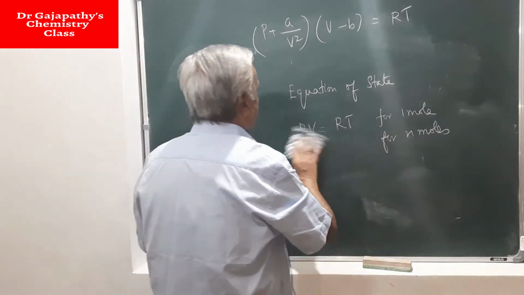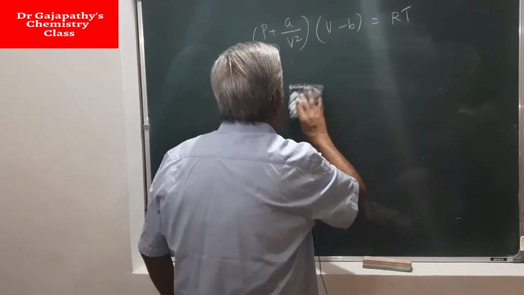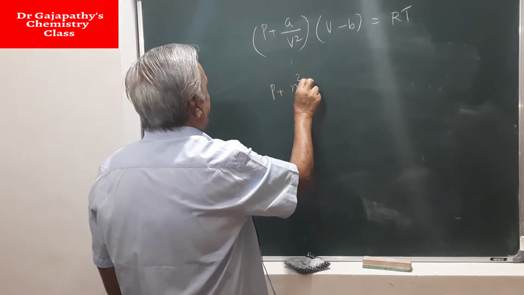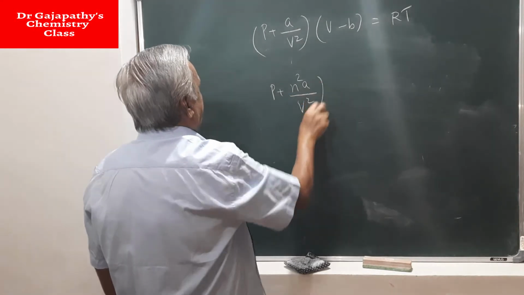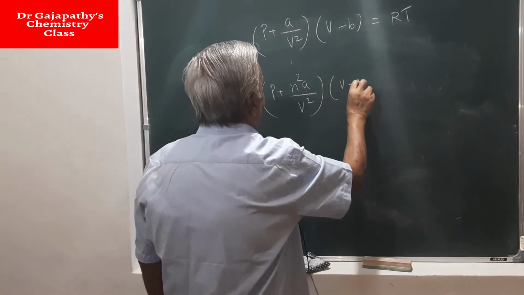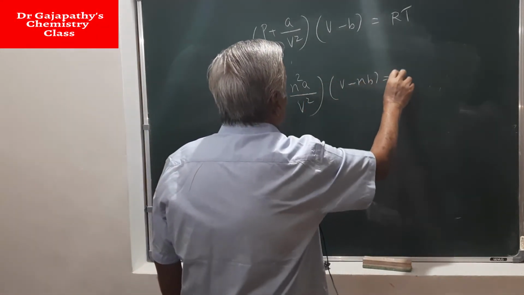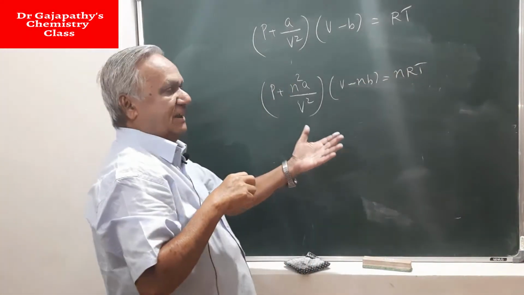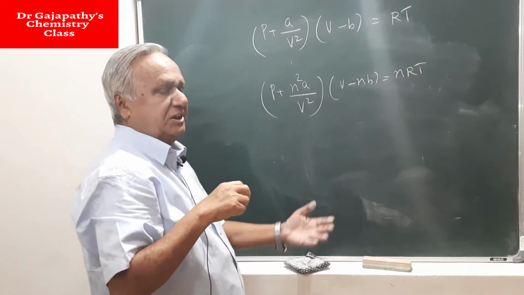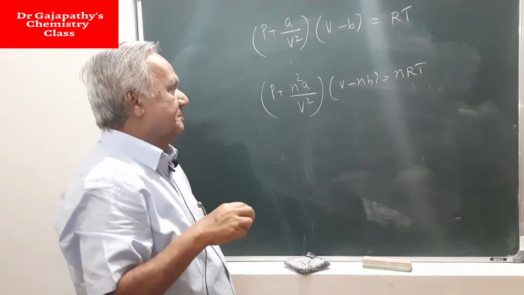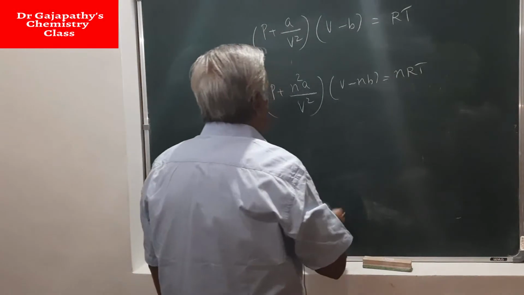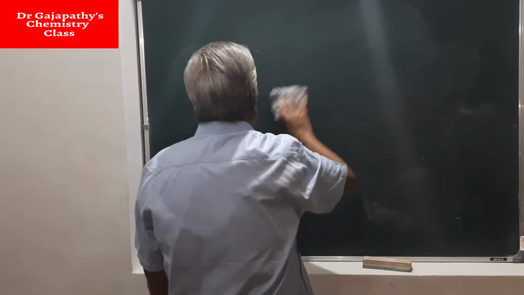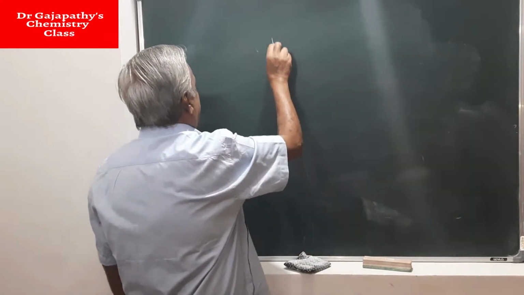And (P + n²a/V²)(V − nb) = nRT. This is for n moles of the gas. So this is also an equation of state. Well, let me just look into the information of the ideal gas equation.